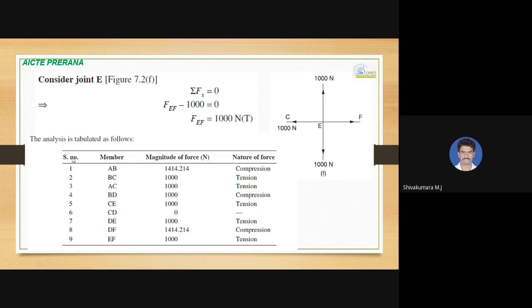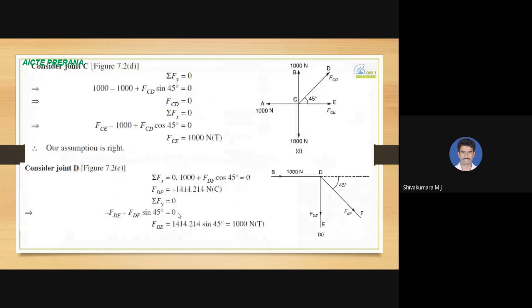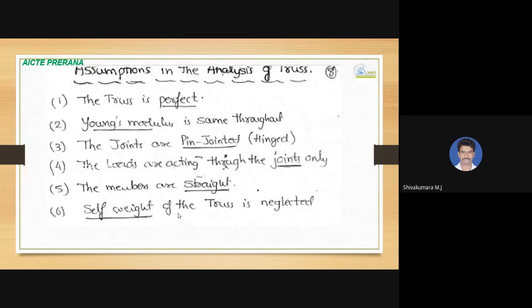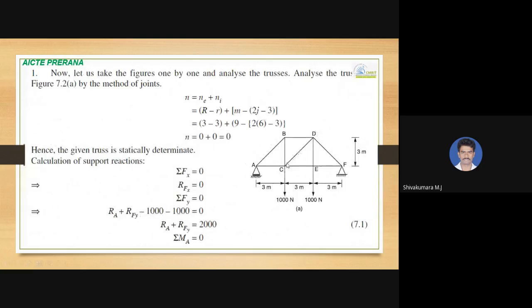So the analyzed results are tabulated over here. Member AB is subjected to compression force as the answer is with a negative sign convention. And then member BC, 1000, subjected to tension. You can have a look. And the member CD is subjected to zero axial force. There is no force at all in this member.